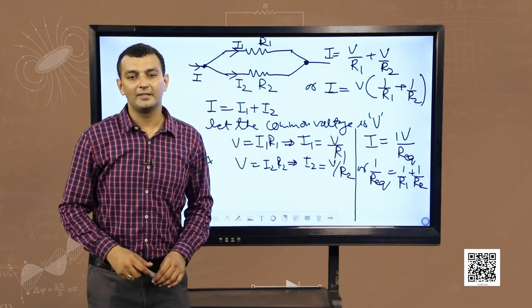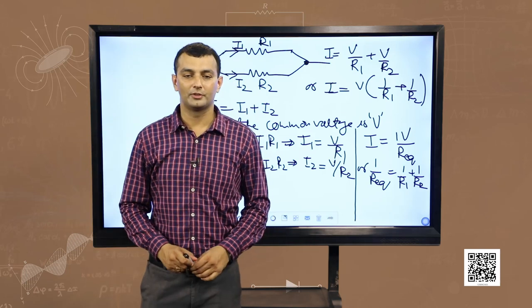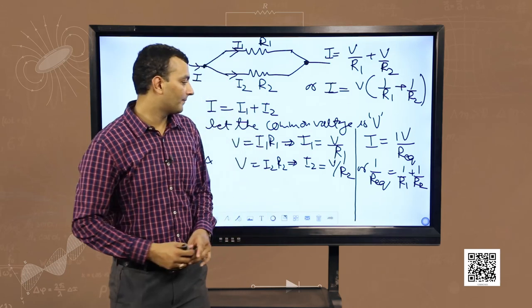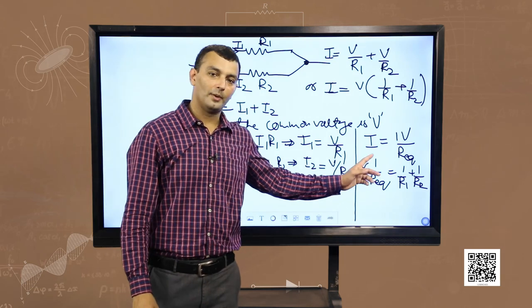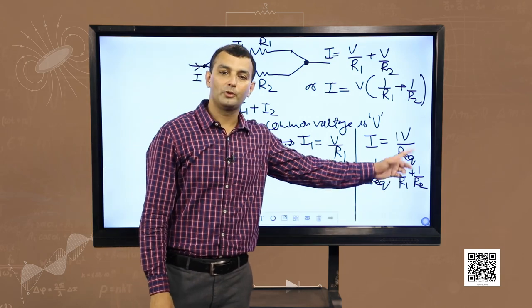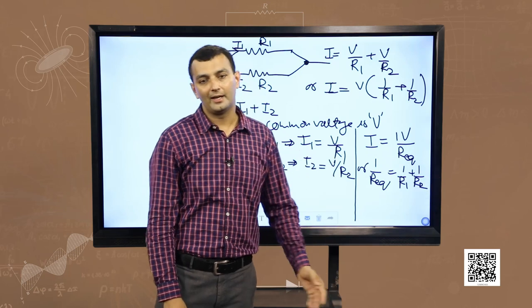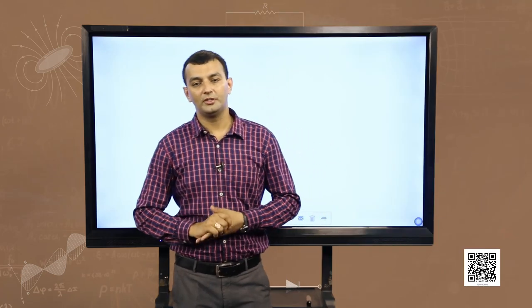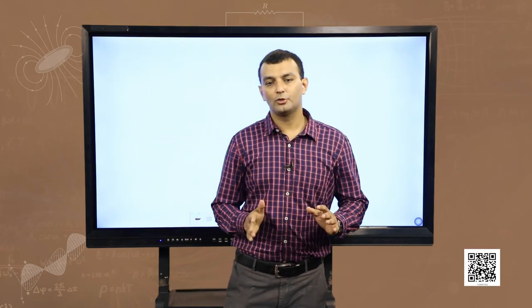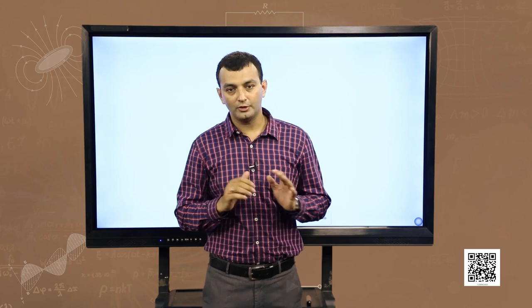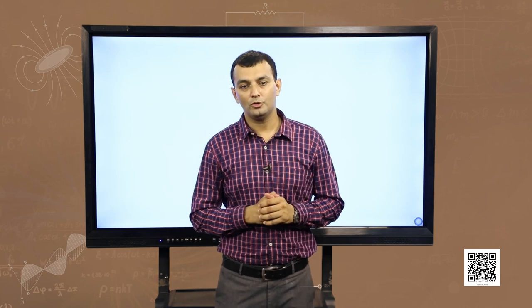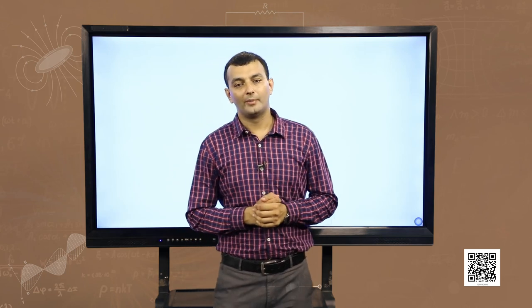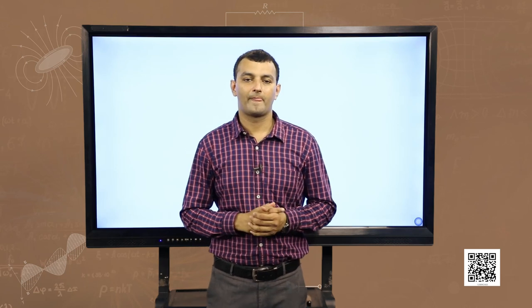Again, it can be generalized for any number of resistors. Say if the resistors are 3, then it can be written as 1 upon R equivalent equal to 1 upon R1 plus 1 upon R2 plus 1 upon R3, and it can be generalized to n number of resistors as well. So, after learning about these combinations, to test your understanding and to strengthen your concept, you may solve a few problems from NCERT exemplar problems.